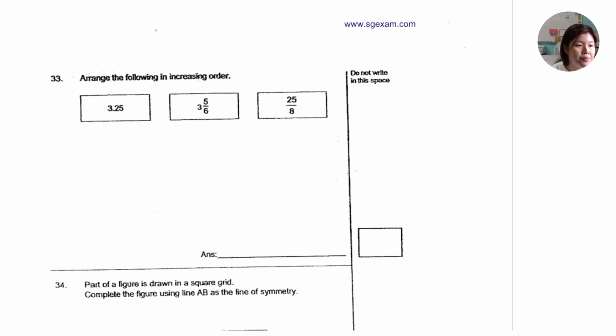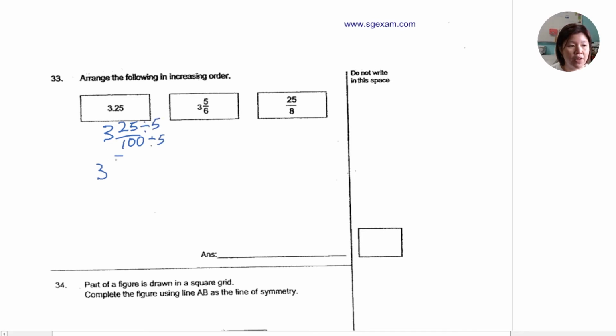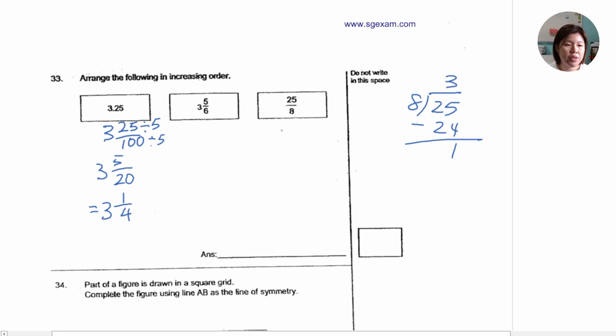6.25. If I change to fraction, it's actually 3 whole, 25 over 100. Simplest form will be 3 whole, and divided by 5, divided by 5 will be 5 over 20. And I can give it more simplest form, 1 over 4. Okay, so 3 and 5/6 remain. Let's change my improper. Divide by 8 is 3 whole minus 24. So it's actually 3 whole 1 over 8.